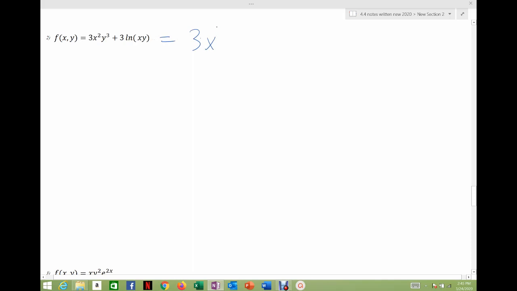So 3x to the second times y cubed plus 3 times the natural log of x times y. So this is more complex. There's more going on in here since I have this natural log. I have the natural log of x times y, so this is actually going to require my chain rule on this log function. So this will be the first chain rule we'll be doing. All right, so first the derivative with respect to x.